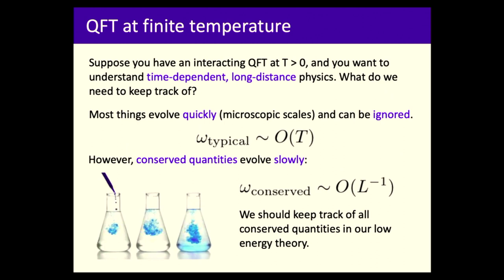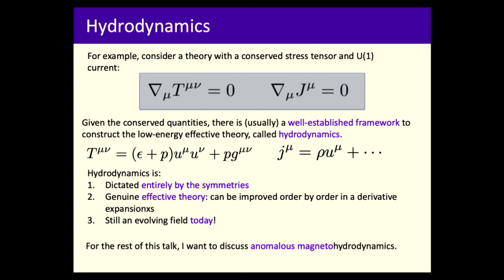Anyway, so we should at least keep track of all of the conserved quantities in our low energy theory. So for example, consider some field theory that has a stress tensor and a conserved U1 current, an ordinary one. These are the conserved quantities. There is a very well-established framework to understand the low energy effective theory at long distances, and that framework is called hydrodynamics. Okay. So the way this works is you have some fluid degrees of freedom. For example, your fluid velocity and your energy density and maybe your charge density. And there is a well-established framework to tell you how the microscopic currents, so J and T here, are related to those fluid degrees of freedom. And once you have this relation, these guys, the conservation laws, are the equations of motion of this system.